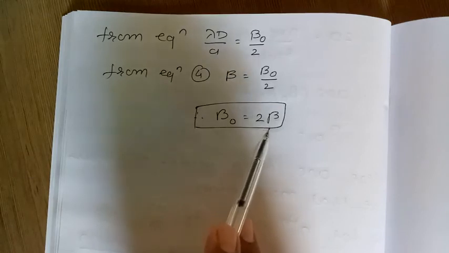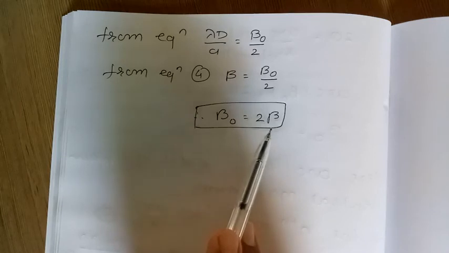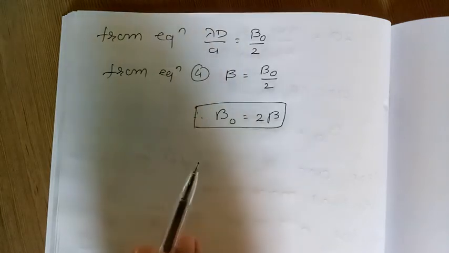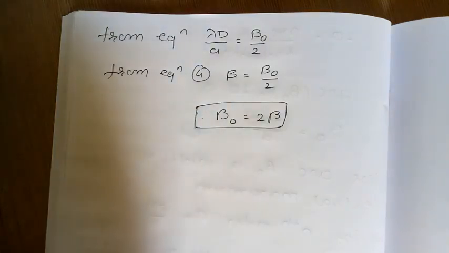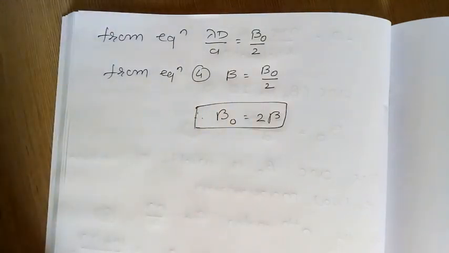So you have to remember this equation, right? These are the formulas of linear and angular width of the central maximum. You have to remember these formulas.